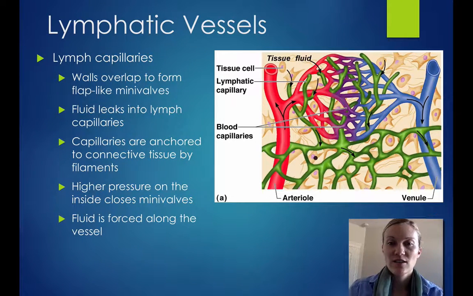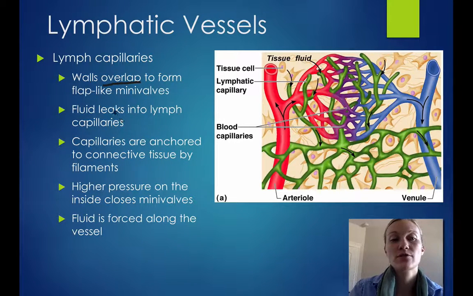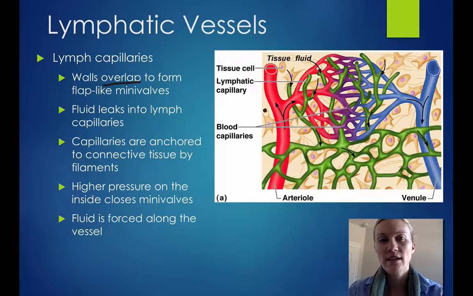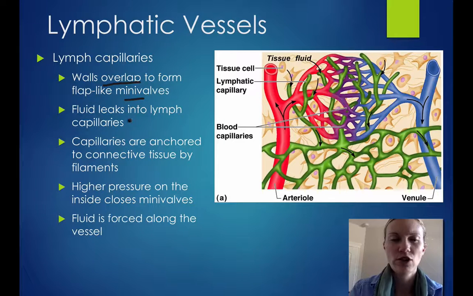The lymphatic vessels actually look like this. These are the really tiny ones here. You see that we have our capillary beds, and intertwined with those are the lymphatic vessels. The lymph capillaries have walls that overlap to form flap-like mini valves. On the next diagram, I'll show you what a mini valve looks like.